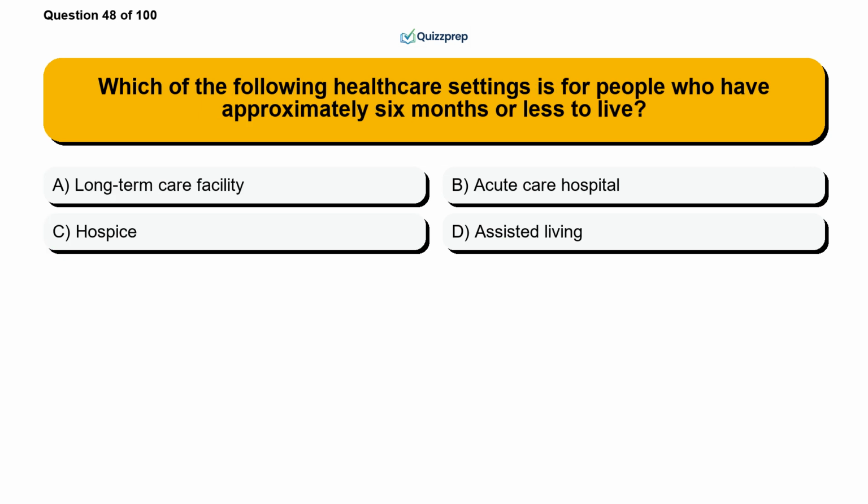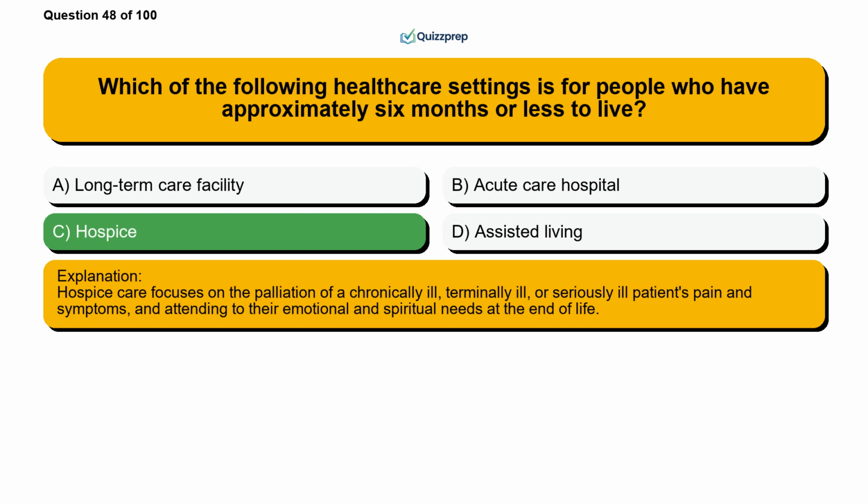Question 48. Which of the following healthcare settings is for people who have approximately 6 months or less to live? Option A, long-term care facility. Option B, acute care hospital. Option C, hospice. Option D, assisted living. The correct answer is option C, hospice. Hospice care focuses on the palliation of a chronically ill, terminally ill, or seriously ill patient's pain and symptoms, and attending to their emotional and spiritual needs at the end of life.